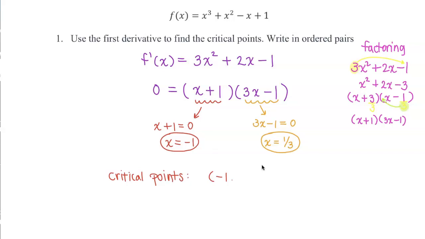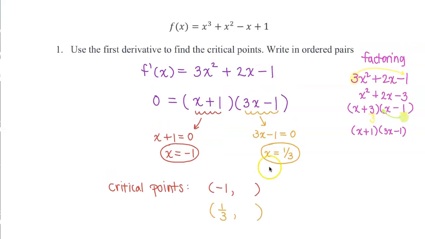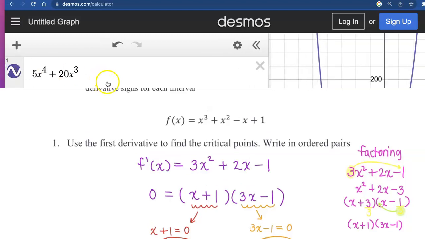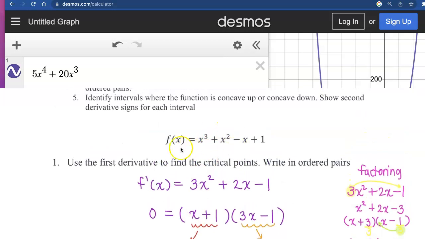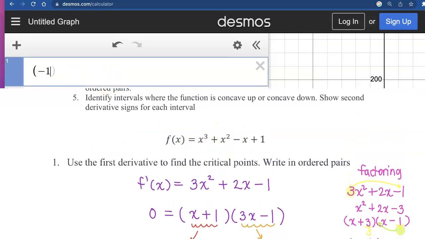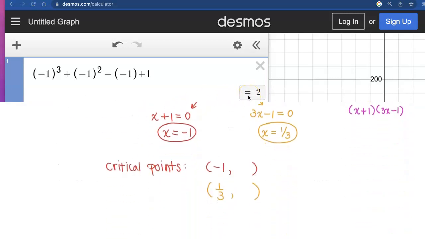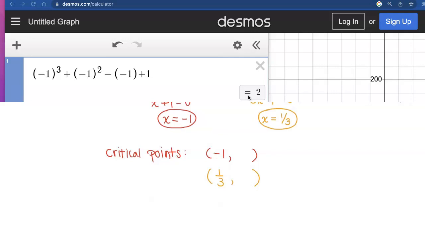First one is negative 1, comma, blank. And the second one is going to be 1/3, comma, blank. So this is where we have to plug into the original function. So I will need a calculator. I'll use a graphing calculator or scientific calculator to plug in. Let me start with negative 1, okay? Negative 1 cubed plus negative 1 squared minus negative 1 plus 1. So if I plug in negative 1, I get positive 2. So the first critical point is at negative 1, 2.